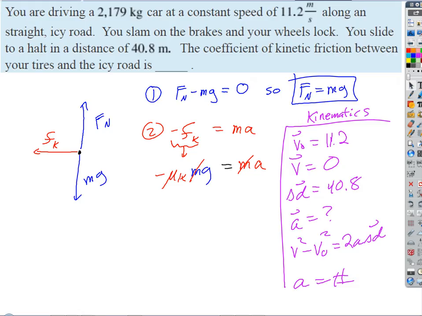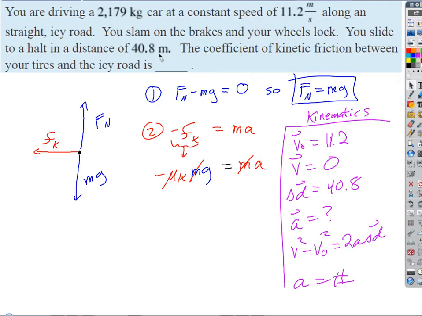This one is topical, to say the least, here with our weather. So you're driving this car at constant speed along straight icy roads, slam on the brakes, wheels lock, so we're sliding on the ice, and you slide a distance of 40.8 meters. The coefficient of kinetic friction is what? That's what we're trying to find.